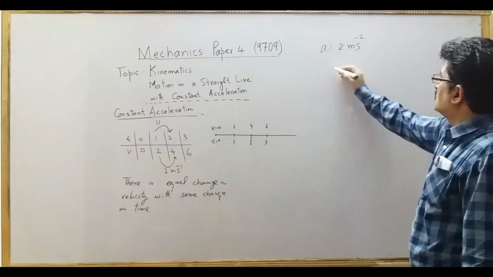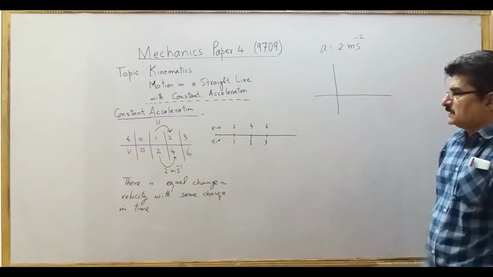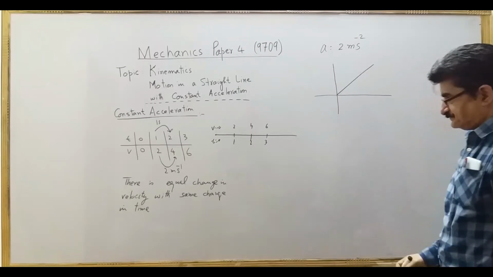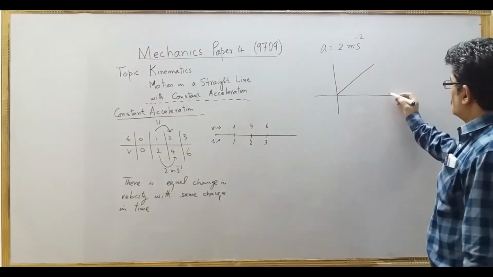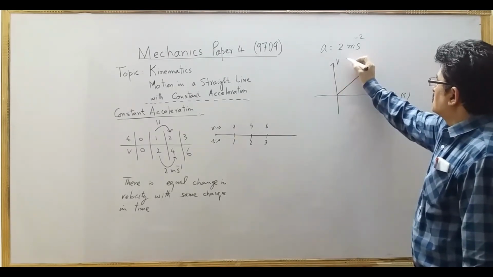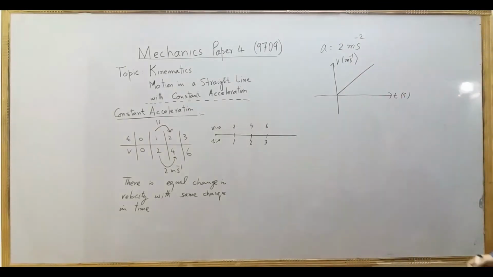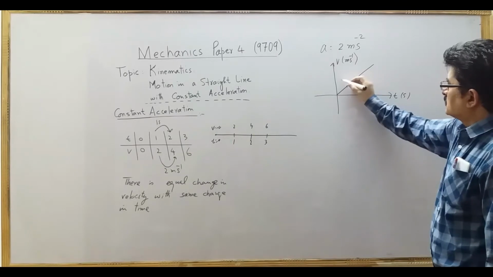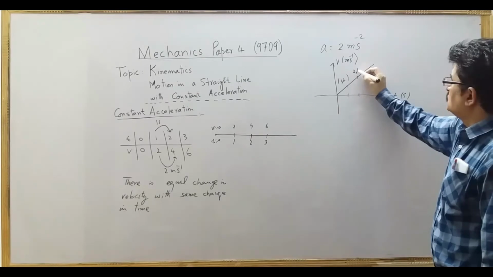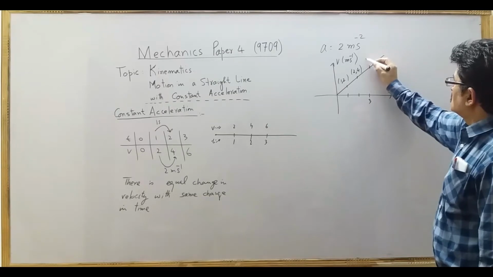Now if we sketch the graph from this table, you will get a straight line. Time axis, velocity axis. We have 1, 2, this point is 2, 4, this point is 3, 6.